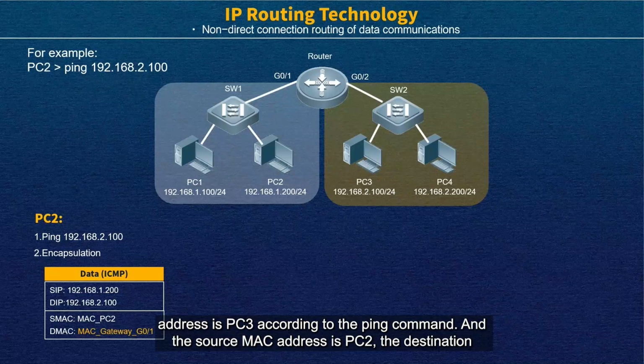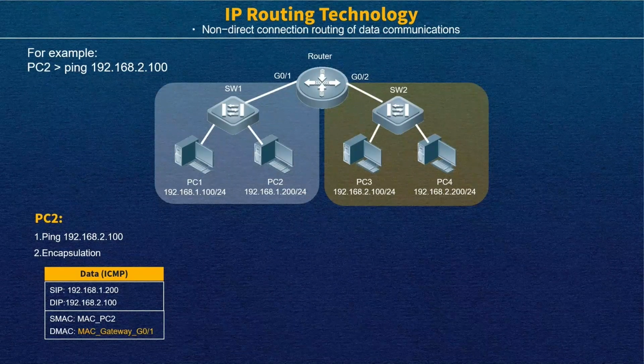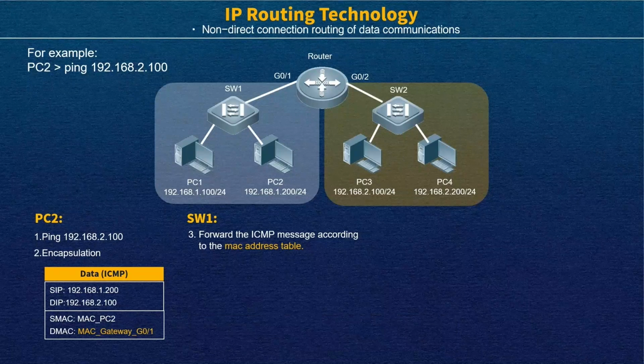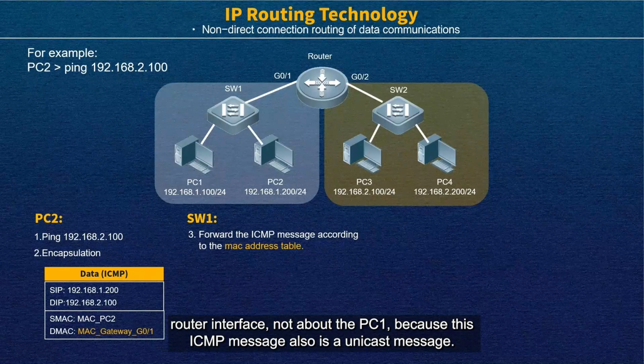And the source MAC address is PC2. The destination MAC address is the gateway MAC address of the router's Gigabit 0/1. This information comes from the ARP request. Then this message will be sent out to Switch 1. When Switch 1 receives it, it will forward the message according to the MAC address table and only send it to the router interface, not to PC1, because this ICMP message is also a unicast message.